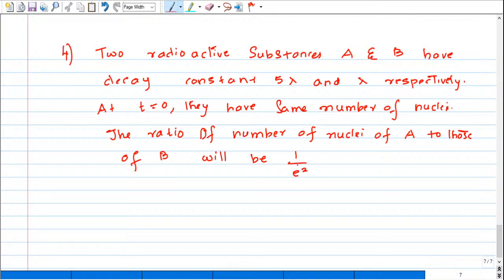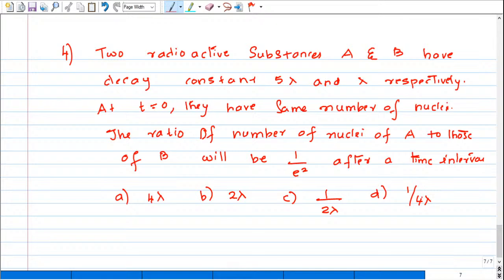After a time interval, option A 4 lambda, option B 2 lambda, option C 1 by 2 lambda, option D is 1 by 4 lambda. This is an important question, very important one.